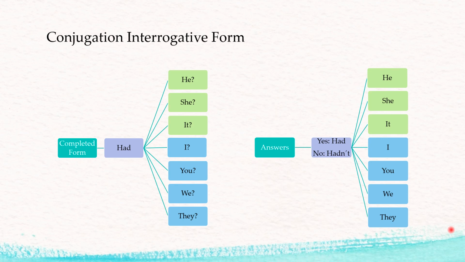No, I hadn't. No, you hadn't. No, we hadn't. No, they hadn't. Third persons. No, he hadn't. No, she hadn't. No, it hadn't.